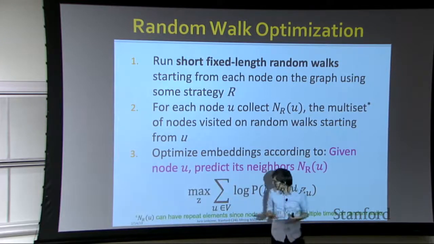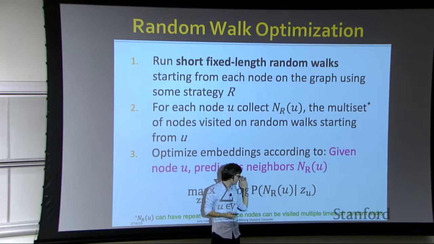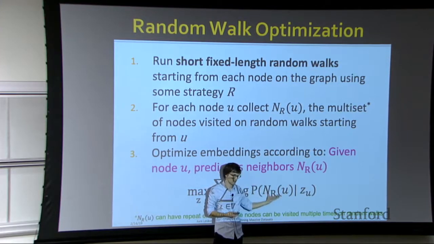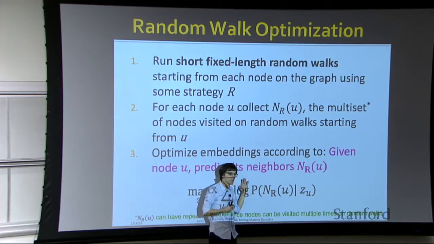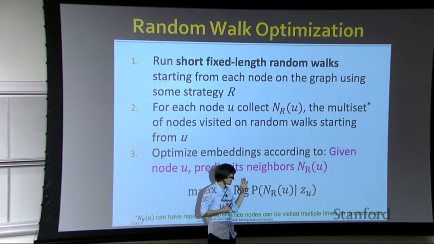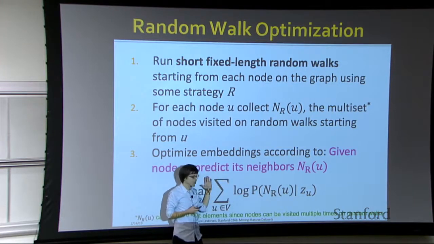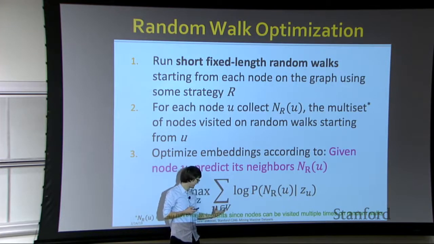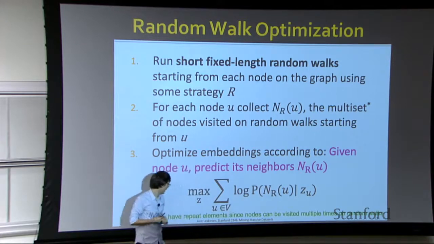And what do I do? Why do I have the summation and the log? This is the probability of how well I can predict the neighborhood of a given node U, but I have all the nodes, so I want to multiply these probabilities. But numerically, you never want to multiply probabilities. You always want to take the log. If you take the log, the product becomes a sum, and that's why I have a sum over log probabilities over all the nodes in the network.